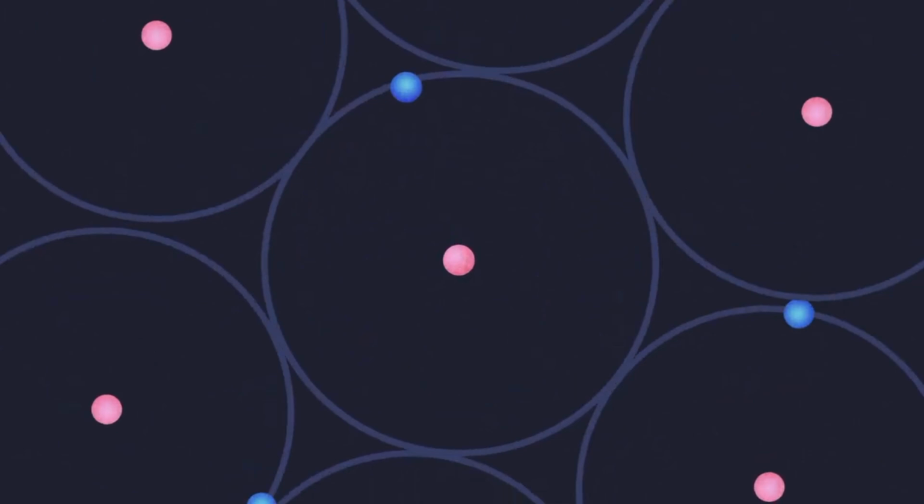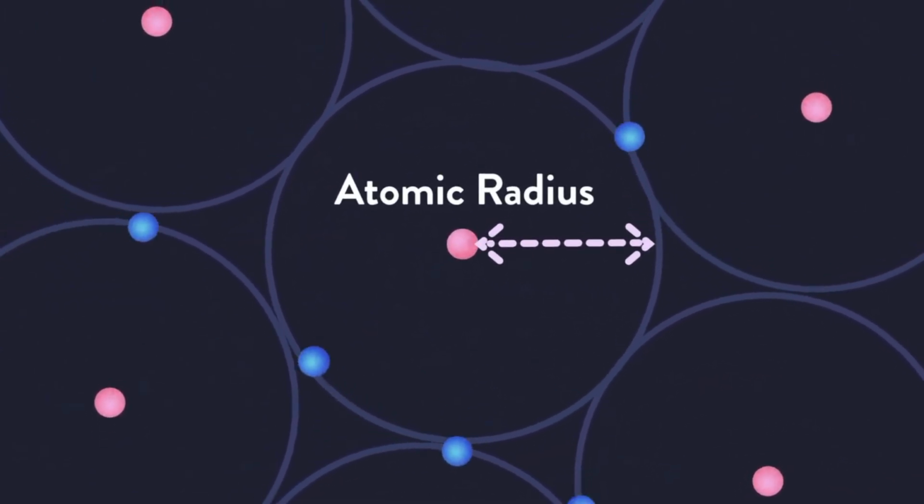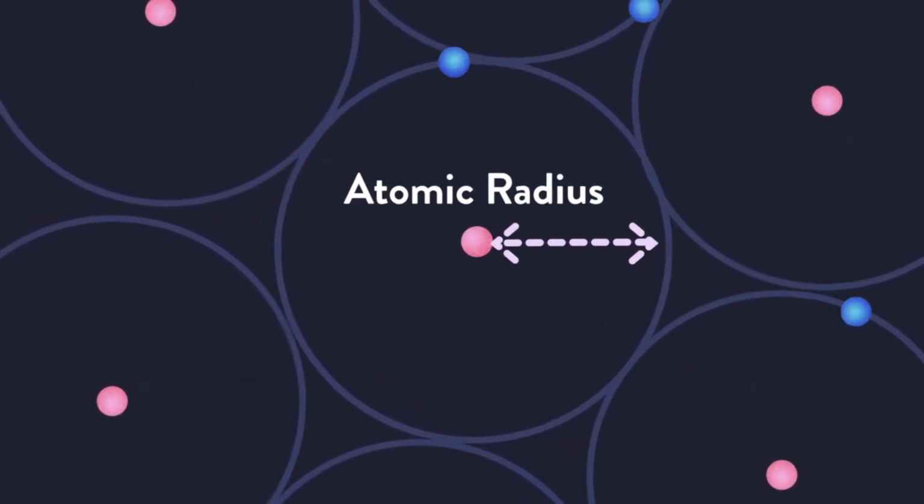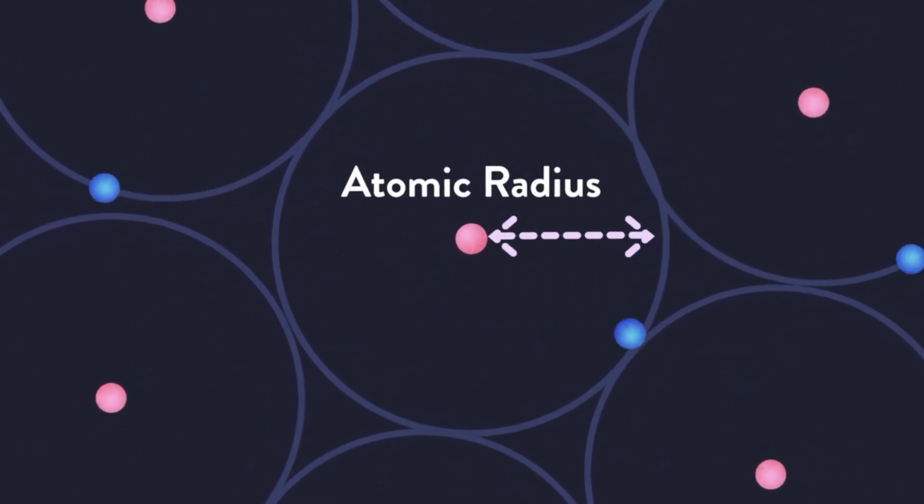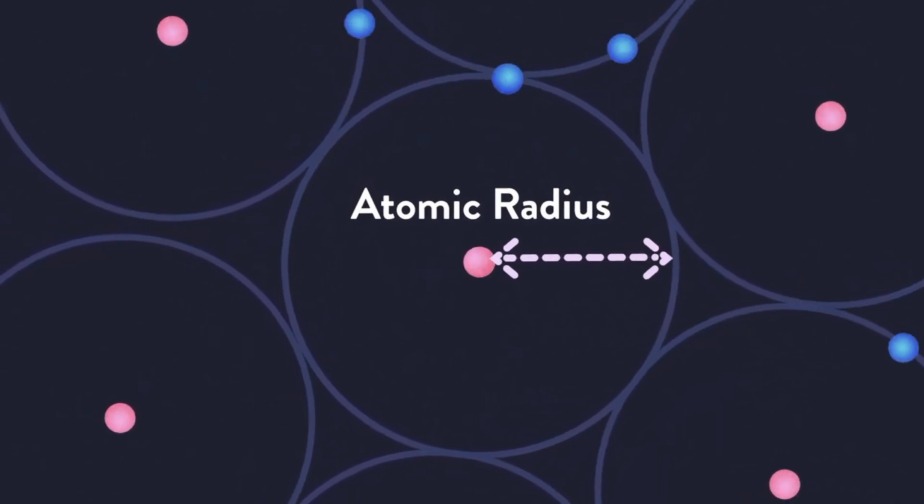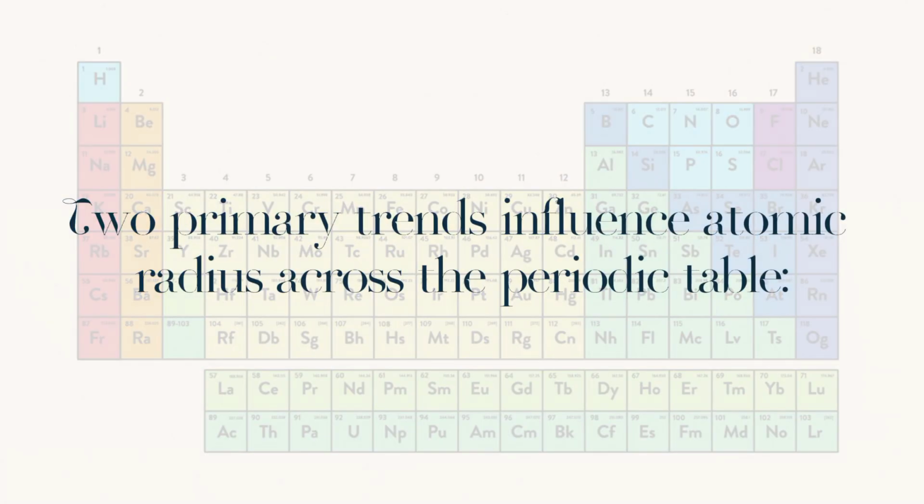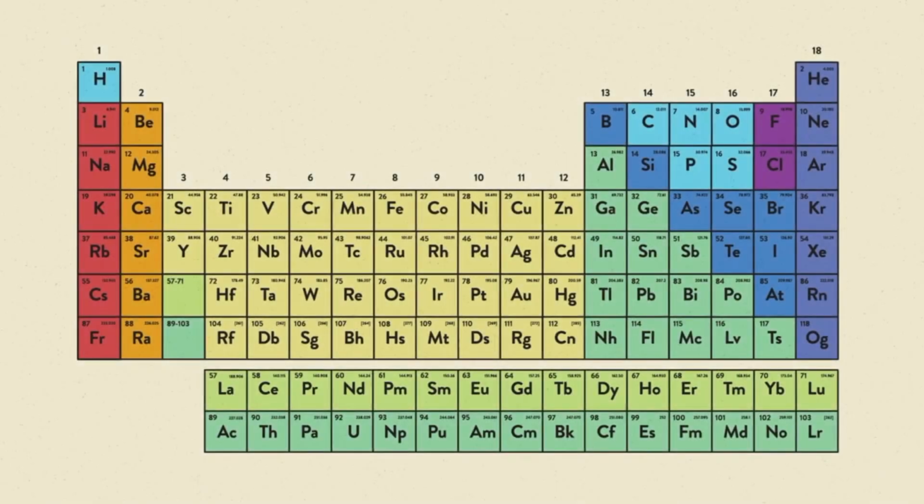Periodic trends and atomic radius. Atomic radius is a measure of the size of an atom. It's generally defined as half the distance between the nuclei of two identical atoms bonded together. Two primary trends influence atomic radius across the periodic table.